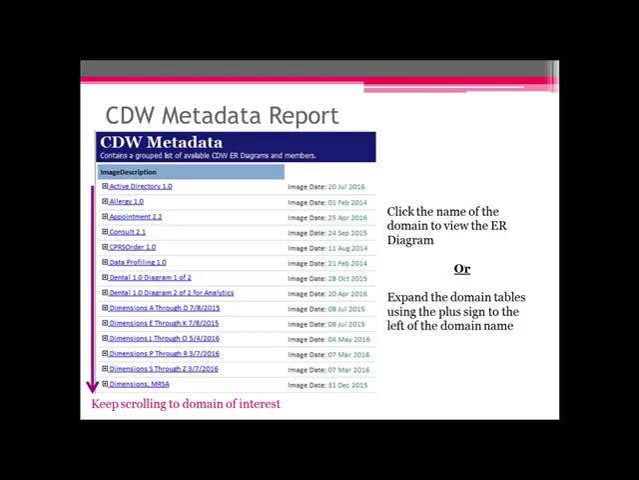The first would be to click on the name of the domain itself, and that will open up what is referred to as an entity relationship diagram or ER diagram, which is a picture of the tables and their connections, and we'll take a look at that in a second. Or you can press the plus sign just to the left of the domain name to expand the information so that you can see the list of tables inside there. And then I'll show you, you can step down, drilling into the column and its definition as well after you press that plus sign.